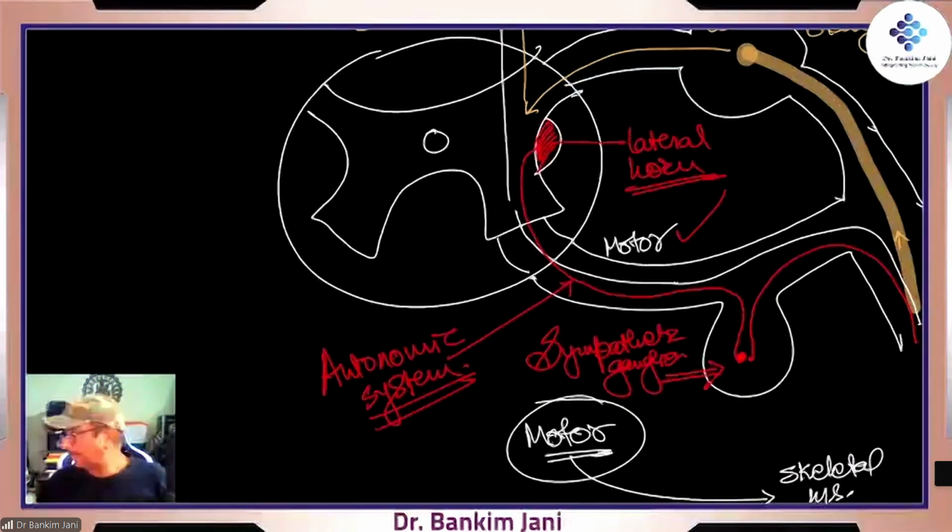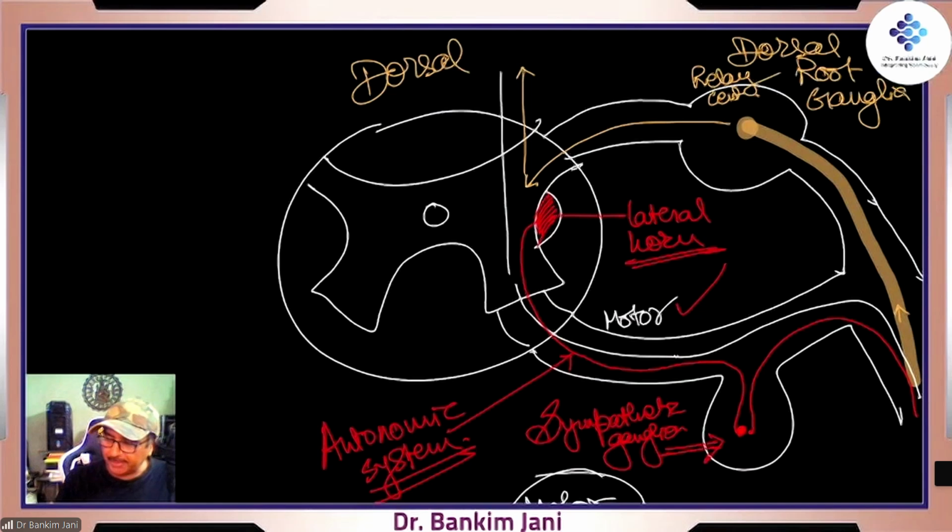And then there are gray rami communicants and white rami communicants, and then there is general visceral afferent, general somatic afferent, and similarly efferent. All those things we'll be learning when we learn the formation of nerves. But in general you should really know that the anterior part is motor, and the posterior horn is our sensory. Okay.